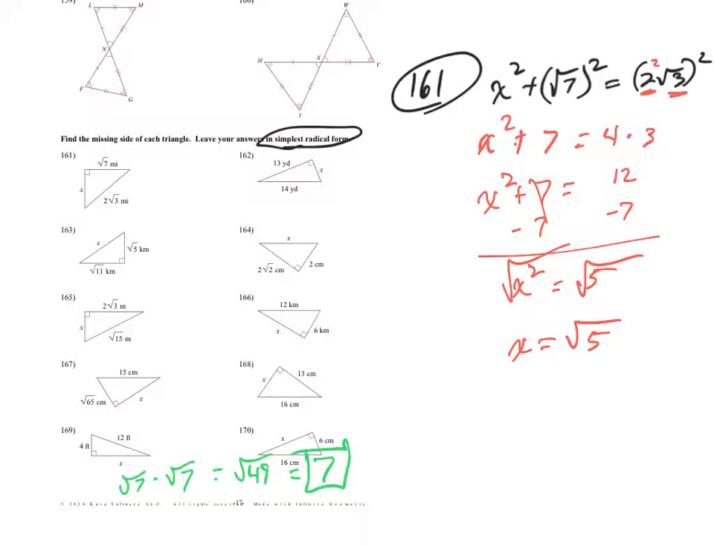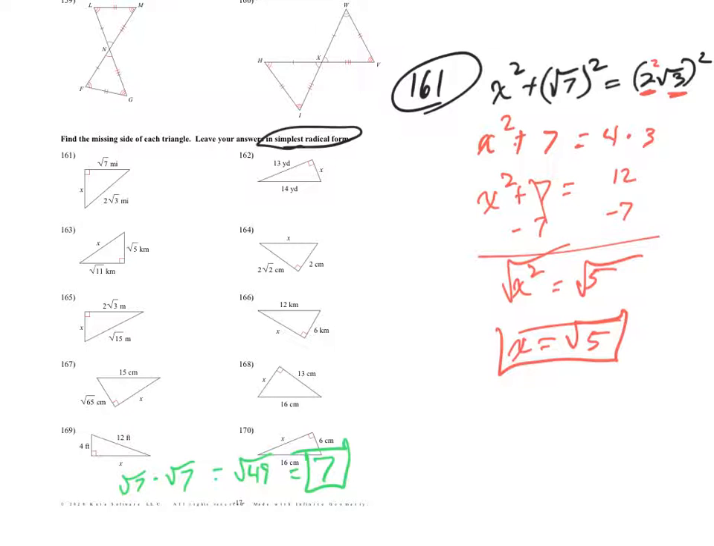All right? Anytime I take a square root to get rid of that square, it is potentially plus or minus the square root of 5, but in this case, because I'm not dealing with imaginary numbers, I don't have to worry about that as much. So I've got x equals the square root of 5.